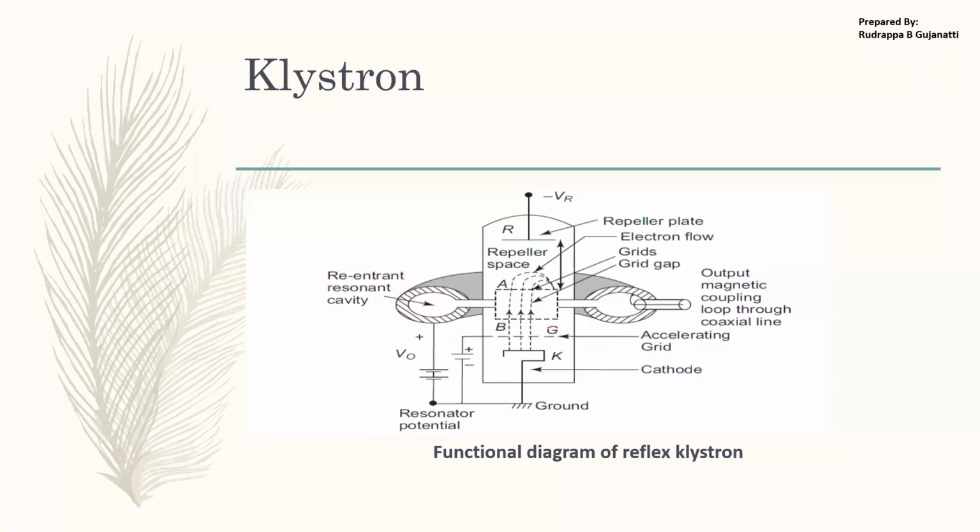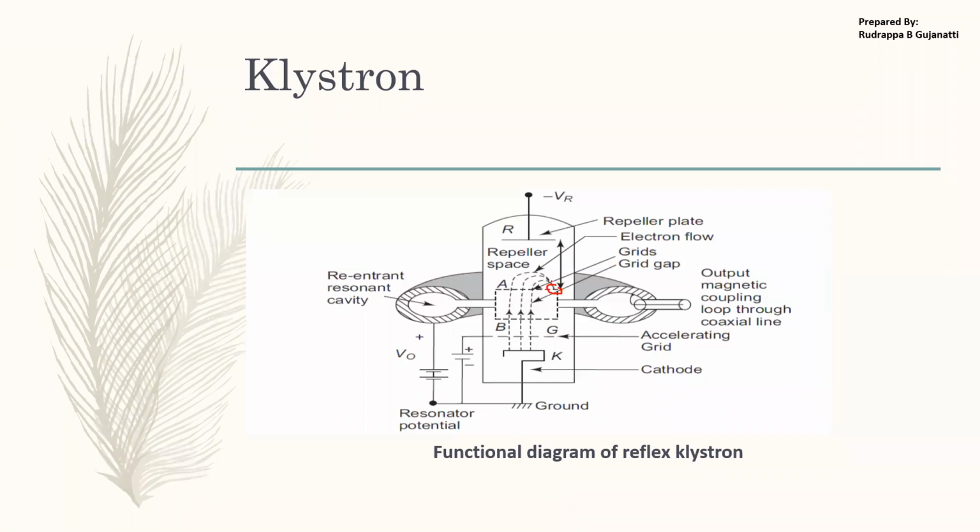So now just remember that electrons are shot from the cathode. They move through the accelerating grid. After that, they pass through the cavity. Once they pass through the cavity, they reach the repeller space. In repeller space, they are repelled back into the cavity because of the negative potential applied to the repeller plate. And when they repel back, all the electrons get bunched at one point. This is called electronic bunching.